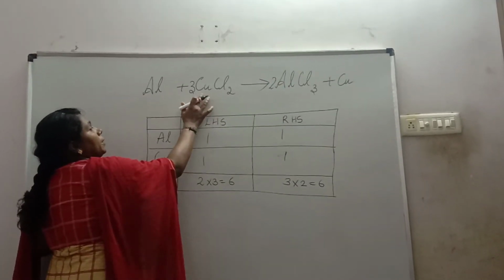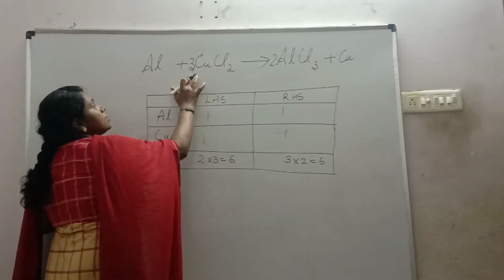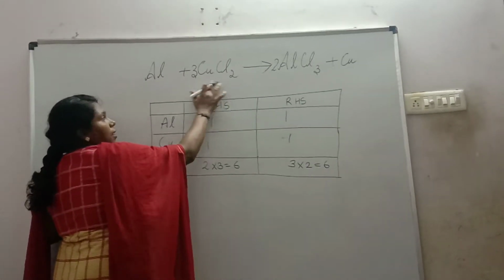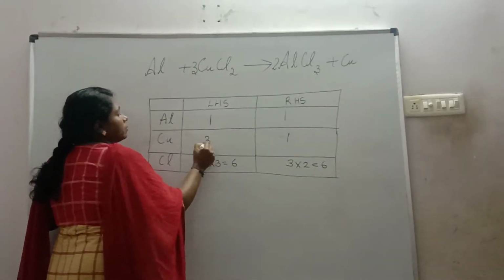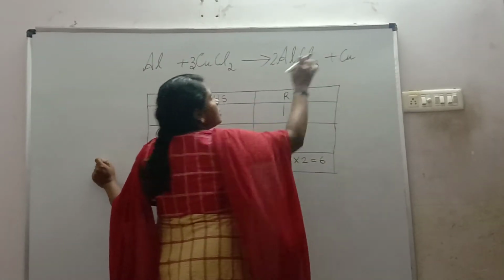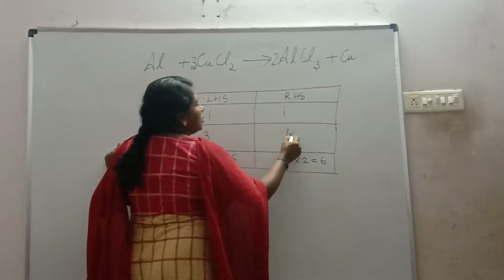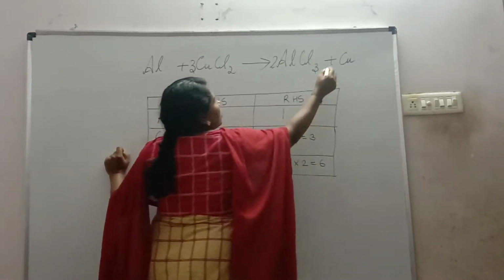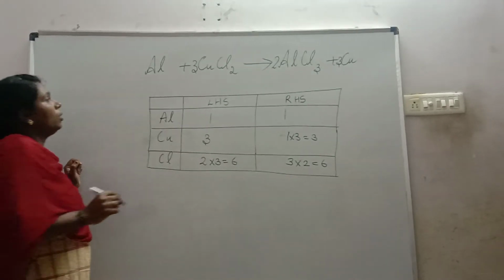Check the copper here. On the left-hand side, how many coppers? 3, because this 3 is common for all the elements here. So 3 coppers, change here. And what will you do for the right-hand side? Multiply that copper with 3. Okay, then put 3 as the exponent. Now it is balanced. Look at the aluminium.